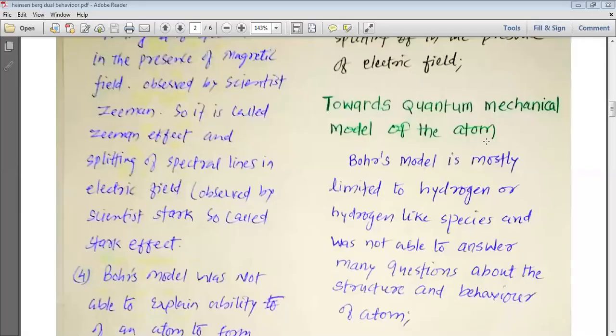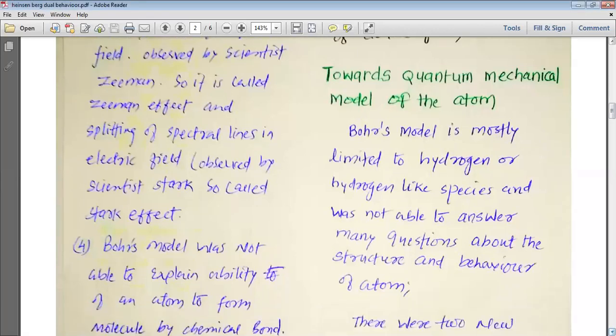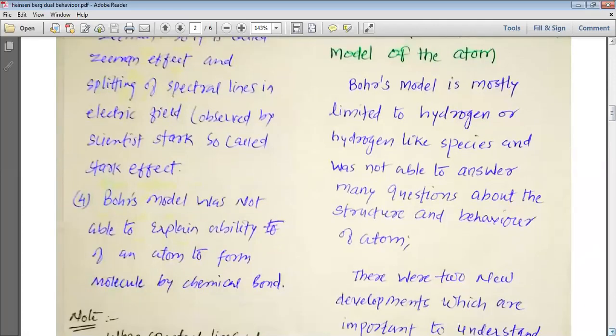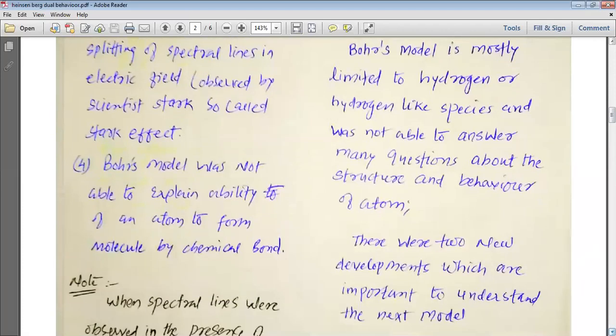Okay, my dear students, now let's pay attention to the quantum mechanical model of the atom. I hope the screen is there on your screen. Can you see the screen? Yes, sir. Bohr's model is mostly limited to the hydrogen or hydrogen-like species and was not able to answer many questions about the structure and behavior of atom.